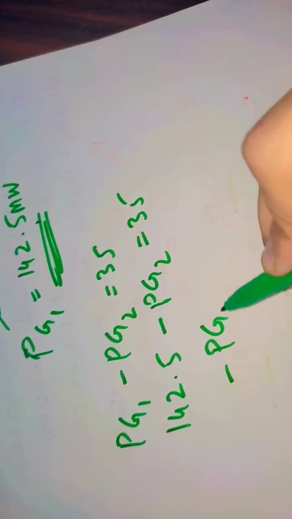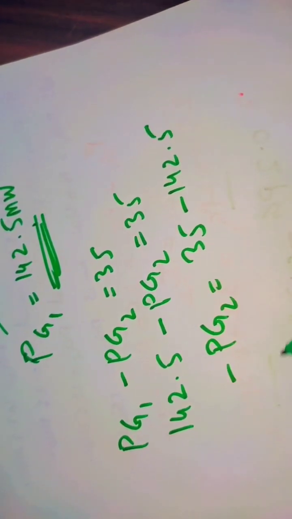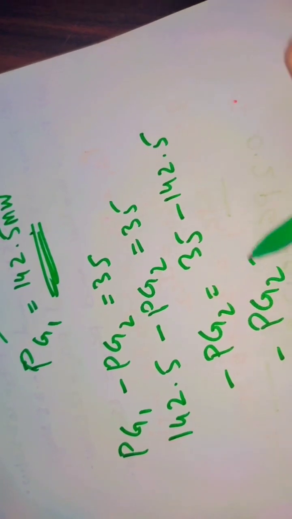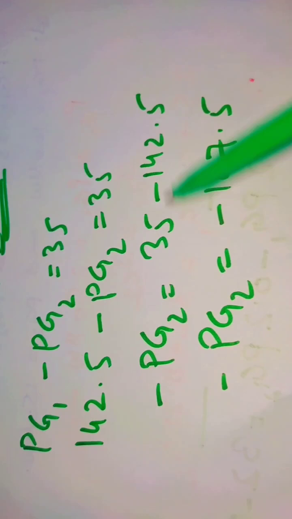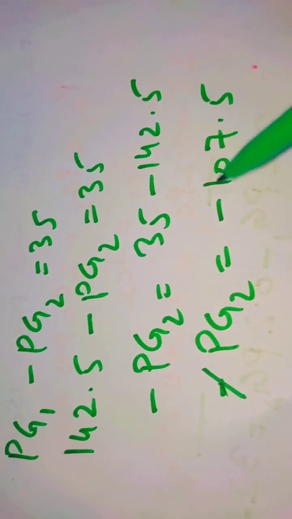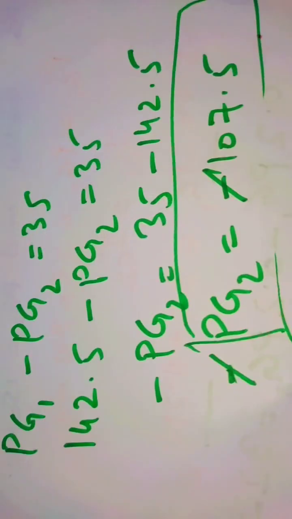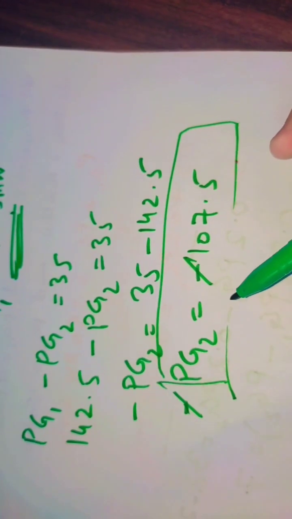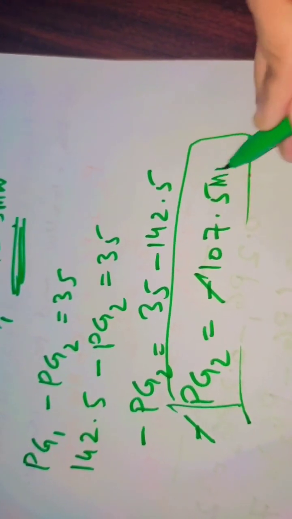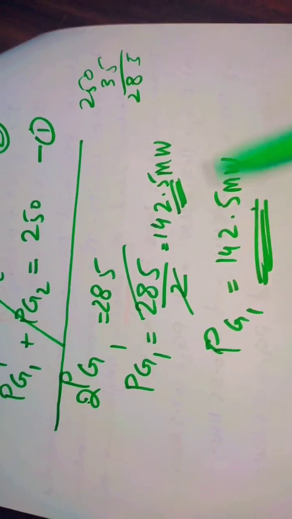Minus Pg2 equals 35 minus 142.5. When you subtract these two numbers you will get the answer minus 107.5. These two minus signs will cancel out and you will get Pg2 equals 107.5. So this is the answer for power generated by generator number 2, which is 107.5 megawatt, and this is the answer for power generated by generator number 1, which is 142.5 megawatt.